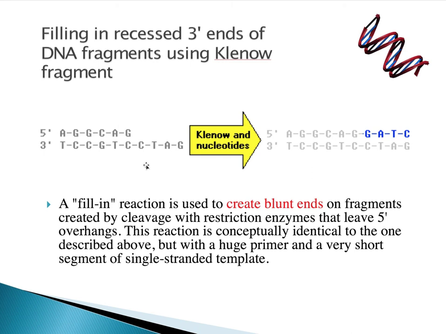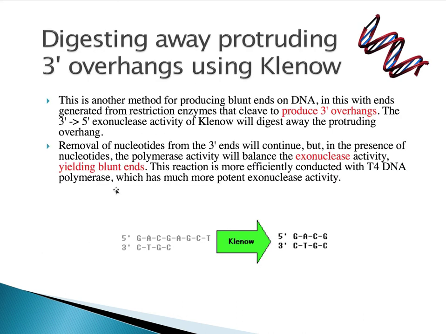You can fill in the recessed 3' ends. Okay. For example, it shows you here. So this is a recessed 3' end, and it can fill it in. Okay, so you can create a blunt end. All right. So I said recessed 3' end. I could have said it's practically 5' overhangs. The same thing. Or you can digest away 3' overhangs using Klenow. Okay.